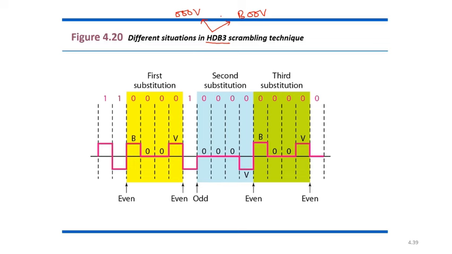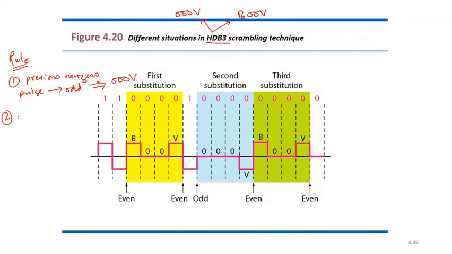So there is a rule. So what is that rule? We will just see what the rule is. So the first rule says, suppose the previous non-zero pulse count is odd. If the previous non-zero pulse count is odd, then we will be using the 000V scheme.